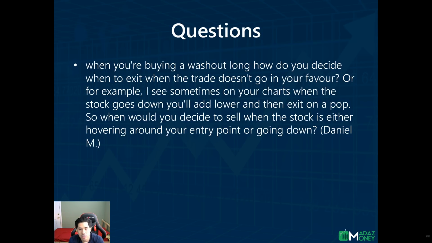When you're buying a washout long, how do you decide when to exit when the trade doesn't go in your favor? For example, I see sometimes on your charts when the stock goes down, you'll add lower and exit on a pop. So when would you decide to sell when the stock is either hovering around your entry point or going down? So this is a follow-up to the last question. Essentially, you scale in half at the first support level. If it's a soft support level, you scale in half.